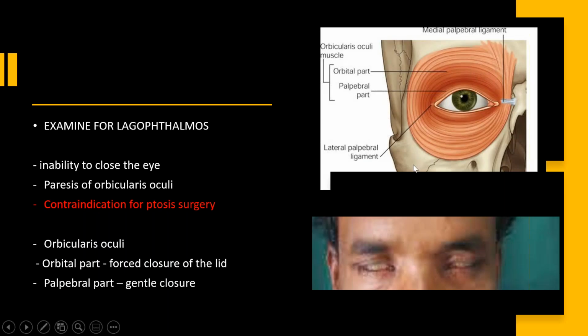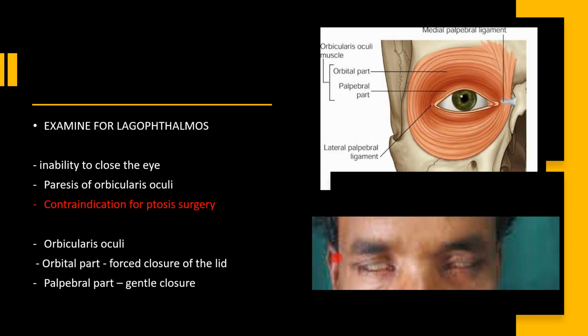Now, in cases of ptosis, other than the lid position that we saw and the LPS action that we saw, you also have to look for lagophthalmos. Now, what is lagophthalmos? It is basically the inability to close the eyelid. So some part of the eyeball is visible even when the lid is closed. For example, in this image over here, you can see the sclera. The eyeballs have gone up, but the sclera is visible.